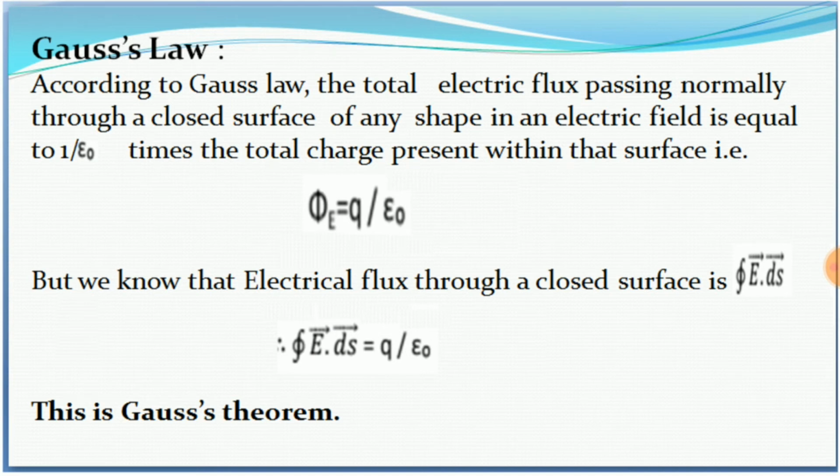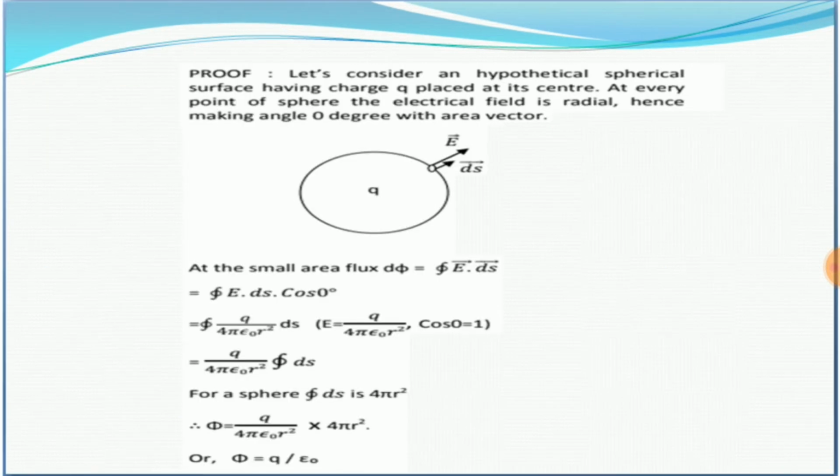Gauss law. According to Gauss law, the total electric flux passing normally through a closed surface of any shape in an electric field is equal to 1 upon epsilon naught times the charge enclosed by that surface, that is phi E is equal to Q upon epsilon naught. But we know that electric flux through a closed surface is closed integral vector E dot ds vector. So closed integral vector E dot ds vector is equal to Q upon epsilon naught. This is Gauss theorem.